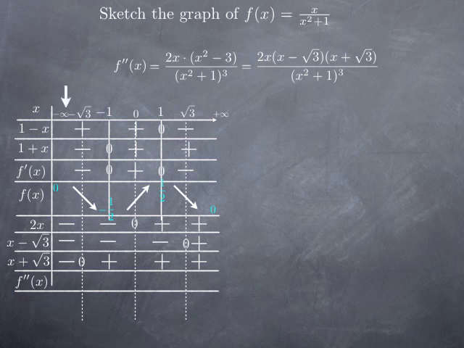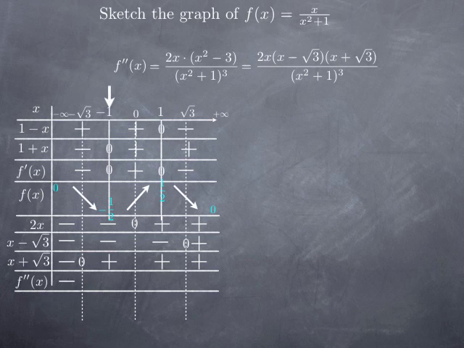That means that the second derivative has the same sign as the product of these three factors. When x is between negative infinity and negative root 3, all three factors are negative, so the second derivative is negative, product of an odd number of negative factors.